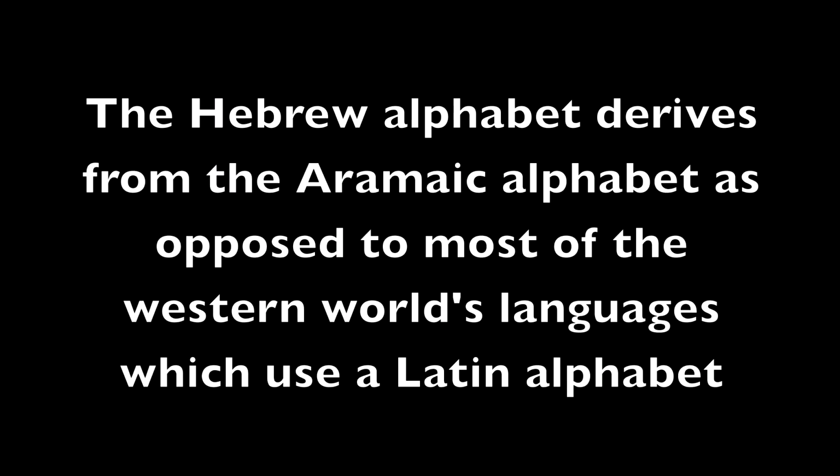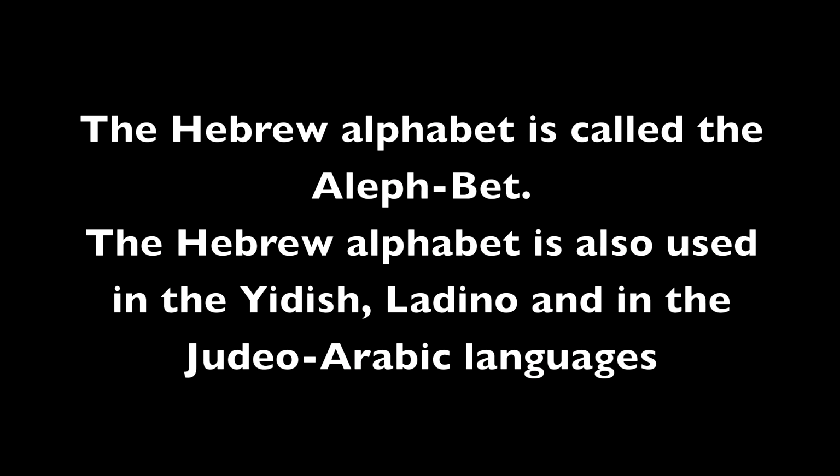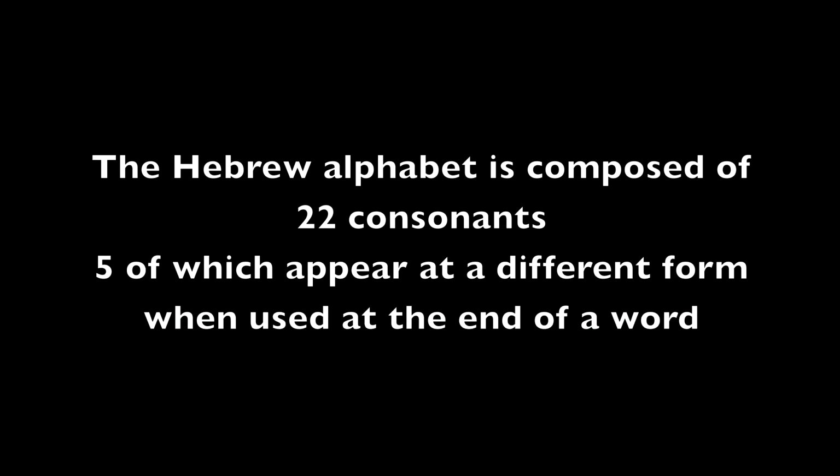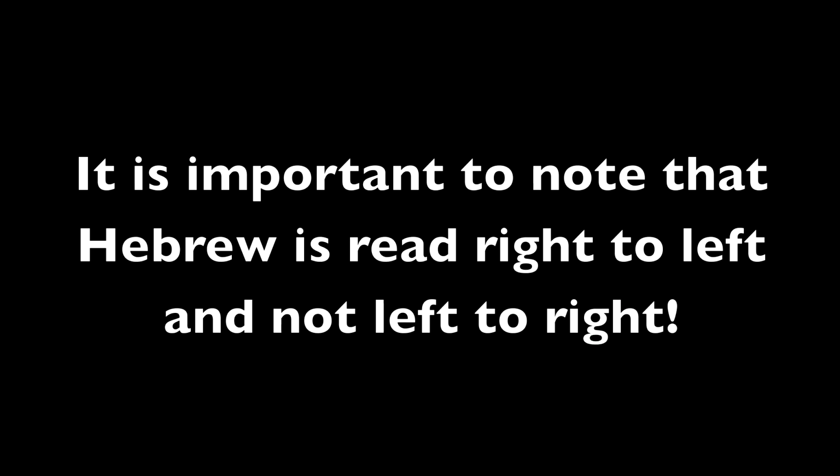The Hebrew alphabet derives from the Aramaic alphabet as opposed to most of the Western world's languages which use a Latin alphabet. The Hebrew alphabet is called the Aleph-Bet. The Hebrew alphabet is also used in the Yiddish, Ladino and the Judeo-Arabic languages. The Hebrew alphabet is composed of 22 consonants, 5 of which appear at a different form when used at the end of a word. It's important to note that Hebrew is read right to left and not left to right.